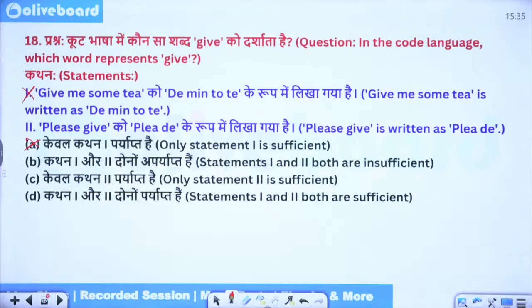For 2 alone, please give is written as this, not sufficient. And it's clearly visible that if I combine both of them, please give and give, we can find out the code for give very easily. So both are sufficient. Option D will be the right answer, because give is the only common word here. So we will easily be able to find it.